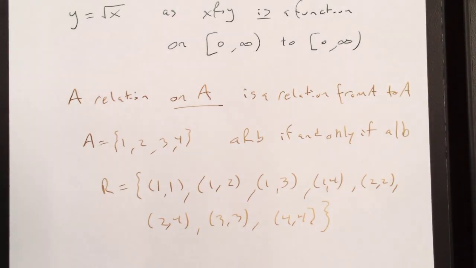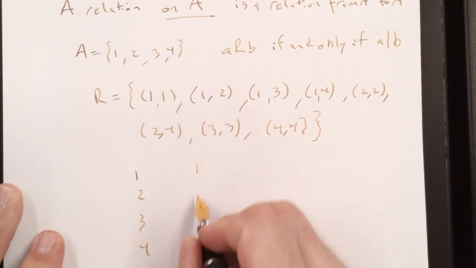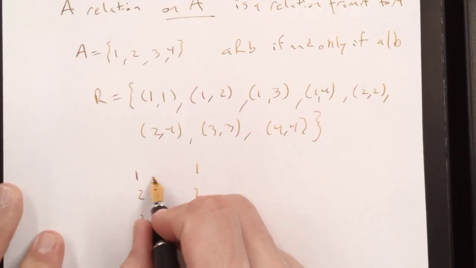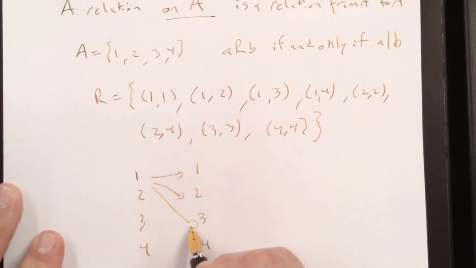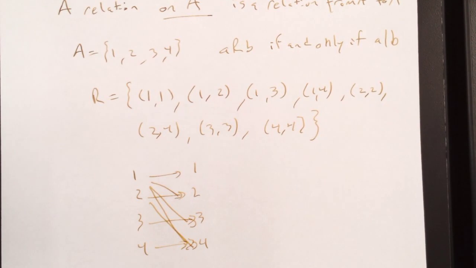There's my divisibility relation. You could make a table. You could make some sort of chart. Clearly not a function. The input 1 has 4 different outputs here.